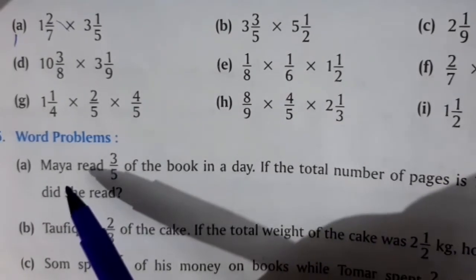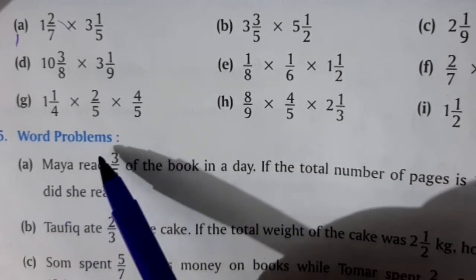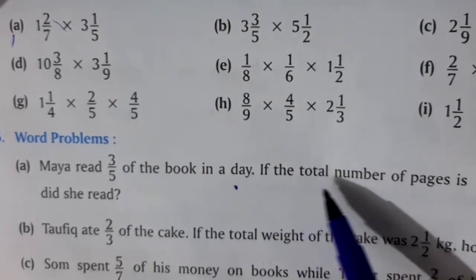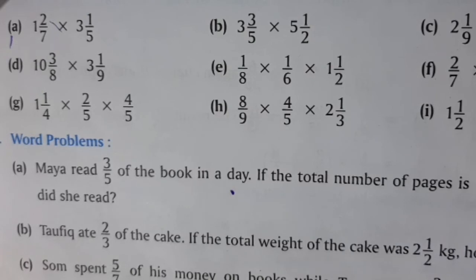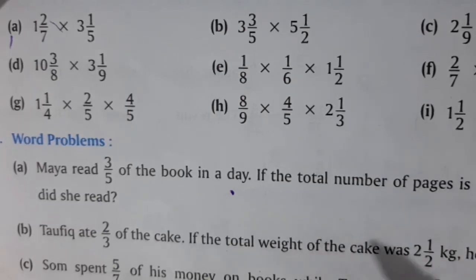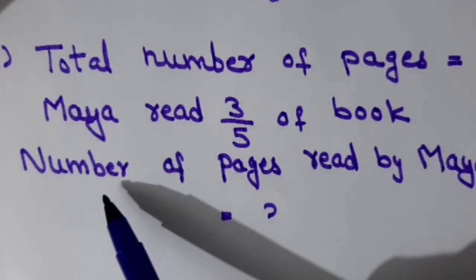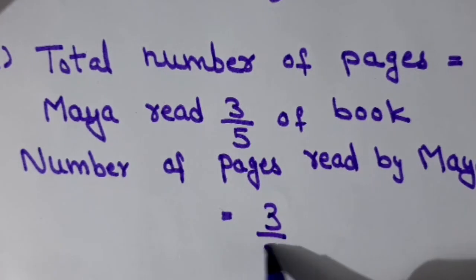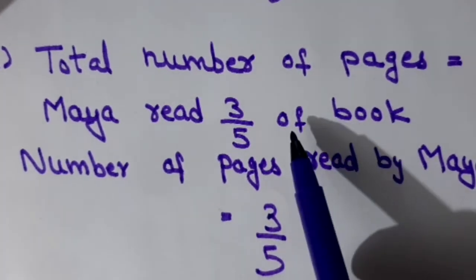Now let us do one word problem sum. Maya read 3 by 5 of the book in a day. If the total number of pages is 125, how many pages did she read? See students, here total number of pages are 125 and Maya read 3 by 5 of the book. You have to find out how many pages she read. So the number of pages read by Maya is 3 by 5 of the book.